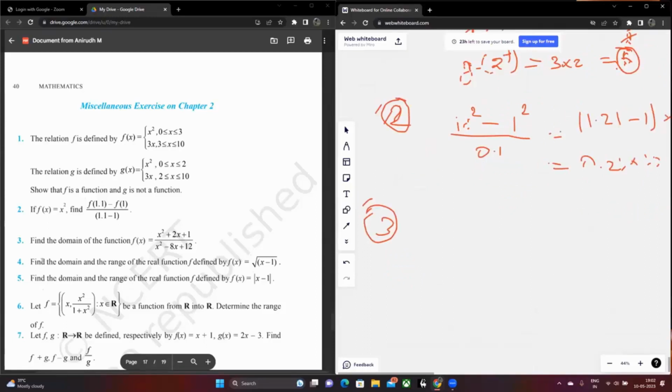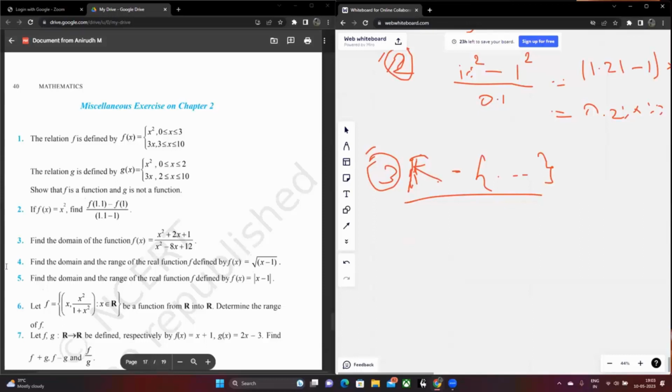Find the domain of the function, blah, right? First of all, if you're given a function like this, first think of the domain and the codomain to be the real numbers R, right? See whether the function exists for every value in R. If it does not, then just exclude whatever values where the function does not exist. Just exclude them from R in the domain. That's your final answer, right? So this is basically how you proceed for questions like question number 3, right?